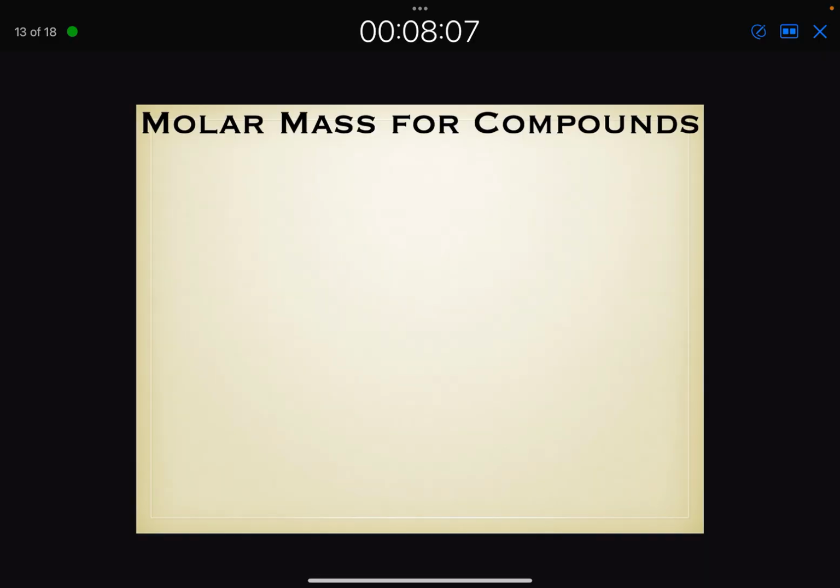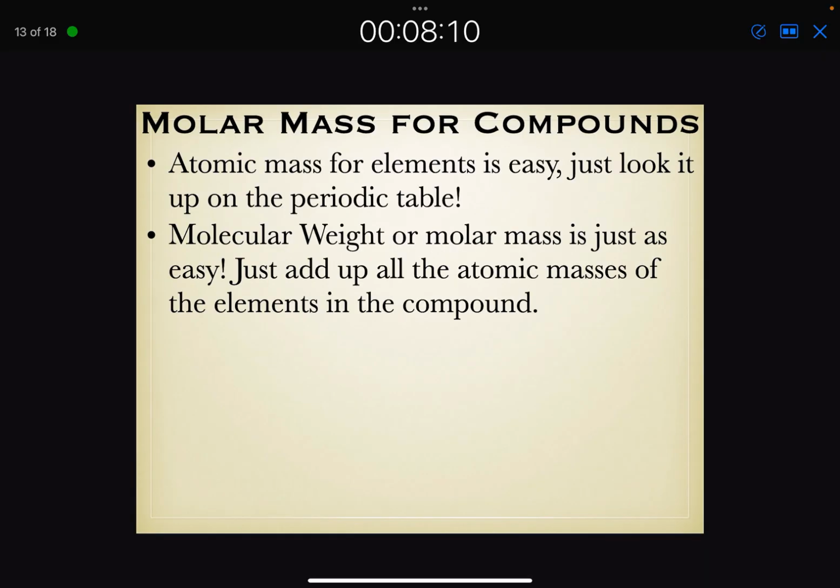Okay, so far we've been doing atoms. So we've been doing elements, and the atomic mass for that is very easy. You just look it up on the periodic table. So the molar mass or molecular weight for a compound is just as easy. It just adds up all of the masses of the elements that make up the compound. So I have a method I like to show where I draw a line down from each element, and write the amount of that element, the quantity, multiplied by the mass of that element, and then I add it up. So it looks like this for when I'm doing it.